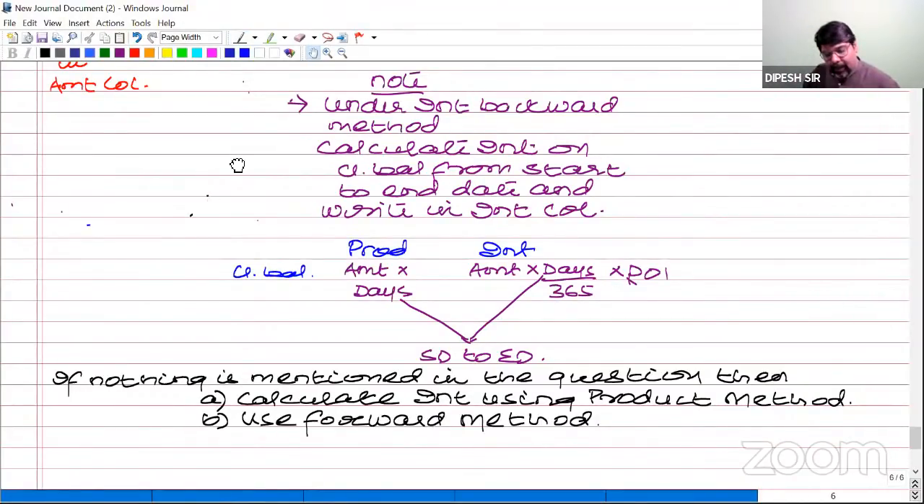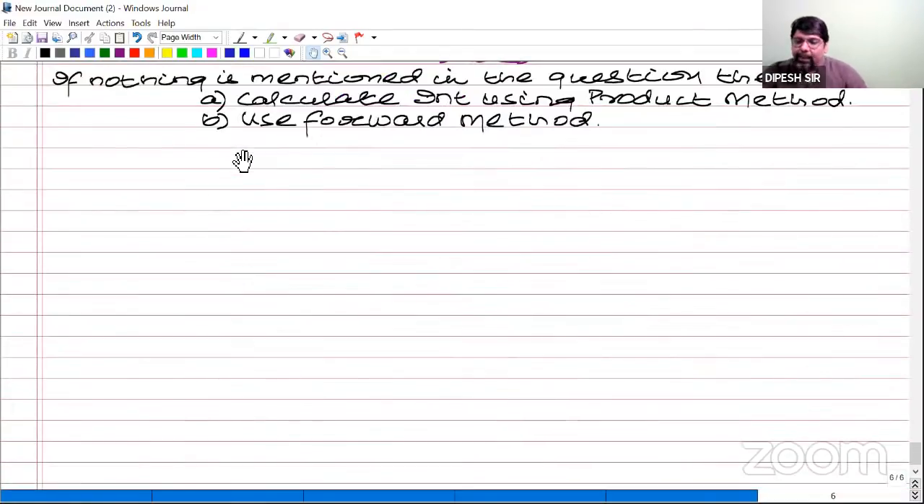Now let's look at question number 3, page number 4. The following are the transactions that took place between G and H during the period 1st of October, that is the start date, to 31st of March, the end date. Am I clear? 1st of October start date to 31st of March end date.